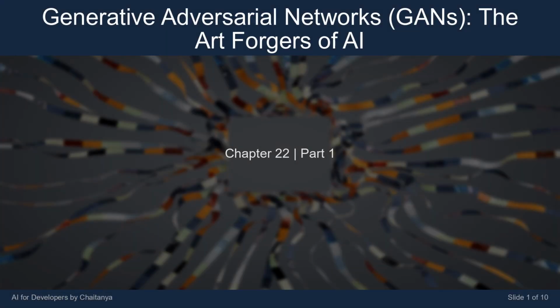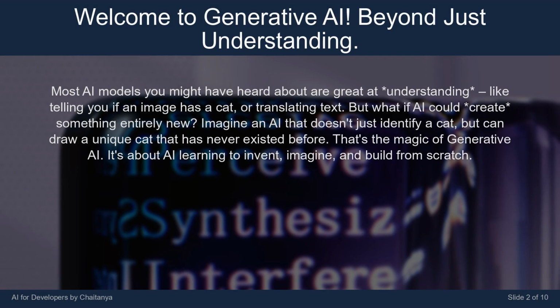I'm Chaitanya talking bot. Today's lesson is titled Generative Adversarial Networks, GANs. The art forgers of AI. Most AI models you might have heard about are great at understanding, like telling you if an image has a cat, or translating text. But what if AI could create something entirely new? Imagine an AI that doesn't just identify a cat, but can draw a unique cat that has never existed before. That's the magic of generative AI. It's about AI learning to invent, imagine, and build from scratch.